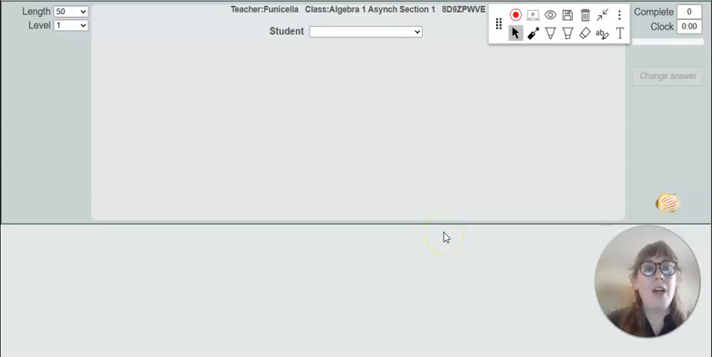Hello, everyone, and welcome. We're still working through lesson 4.3, and we're working on solving systems of equations by the elimination method.